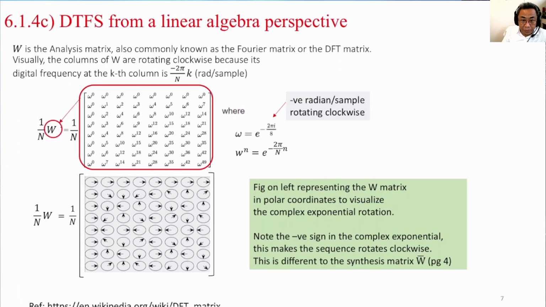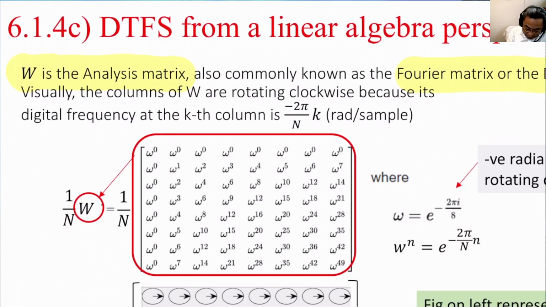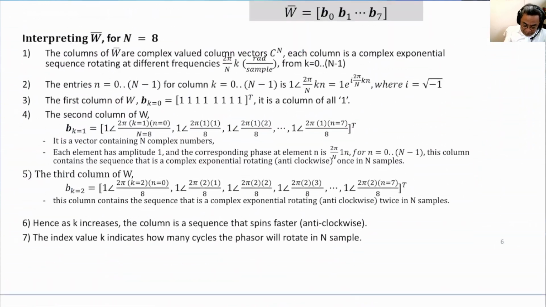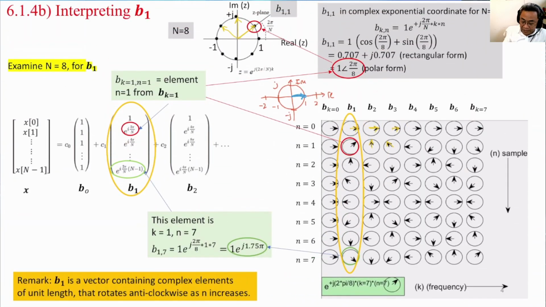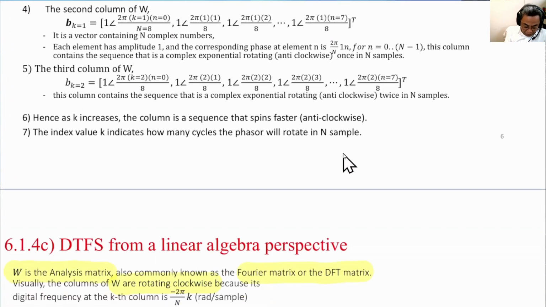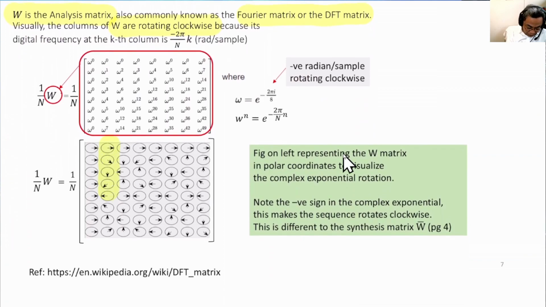We have discussed the W bar matrix. Now let us discuss the W matrix. The W matrix is also called the DTFT matrix, and different to the W bar matrix, its complex phasors are rotating clockwise. You realize that in the last perspective, the phasors are rotating anti-clockwise. The W matrix actually is rotating clockwise. So that is the only key difference between the W bar and the W matrix.